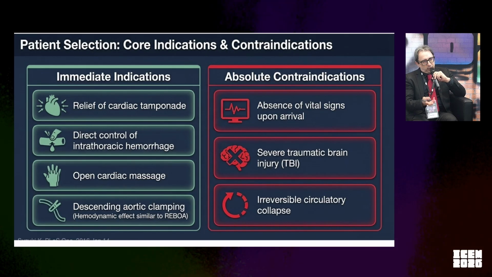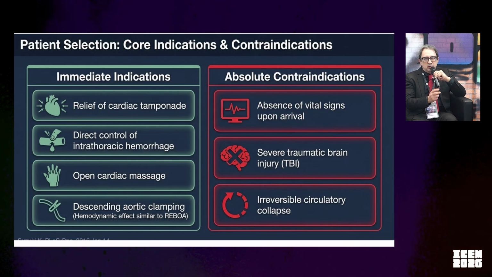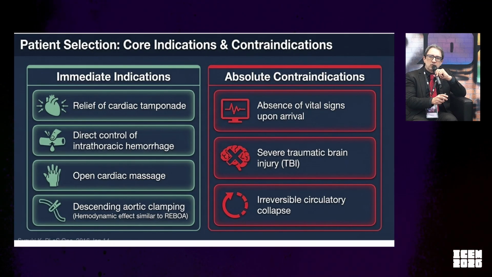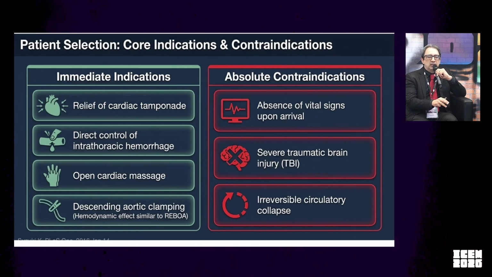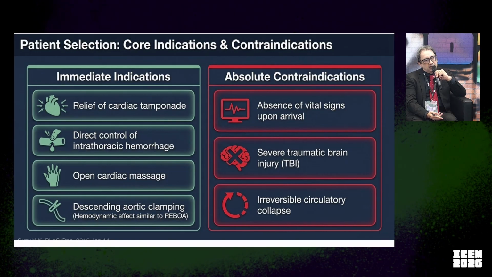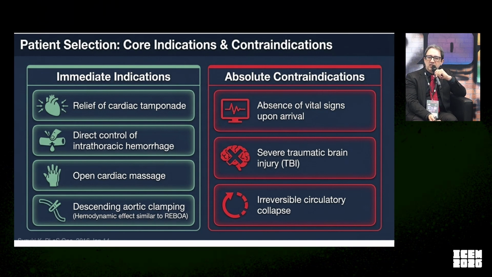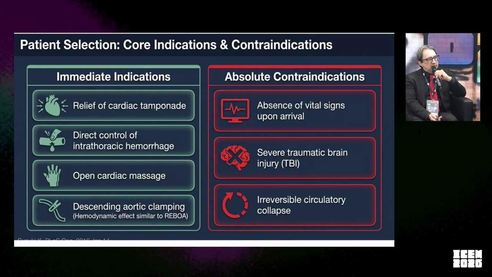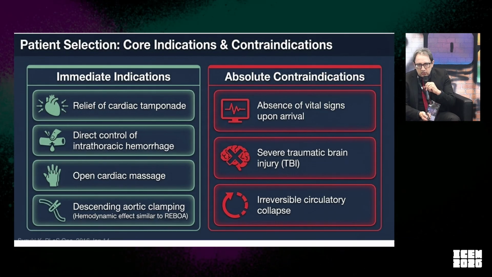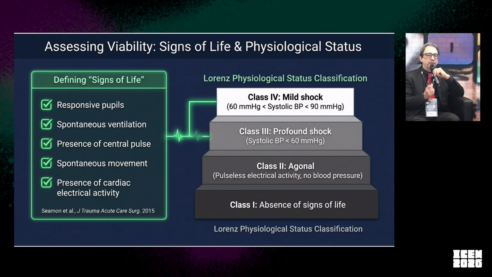I don't know if you have REBOA here. Unfortunately, in Brazil, you don't have REBOA. So sometimes if you decide to clamp the aorta, it is necessary to open the chest and clamp the aorta directly. And the main contraindications are the absence of vital signs on arrival and, of course, a very severe traumatic brain injury.